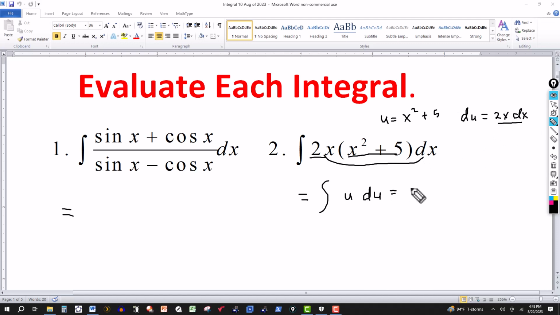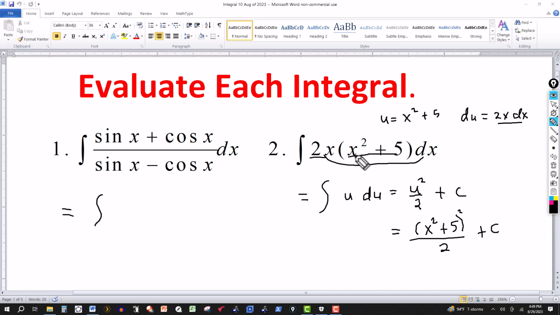Integrating here with respect to u is just going to be u squared over 2 plus the constant of integration. And then we just make the substitution. The u is replaced by x squared plus 5, quantity squared, over 2. And that's the result.